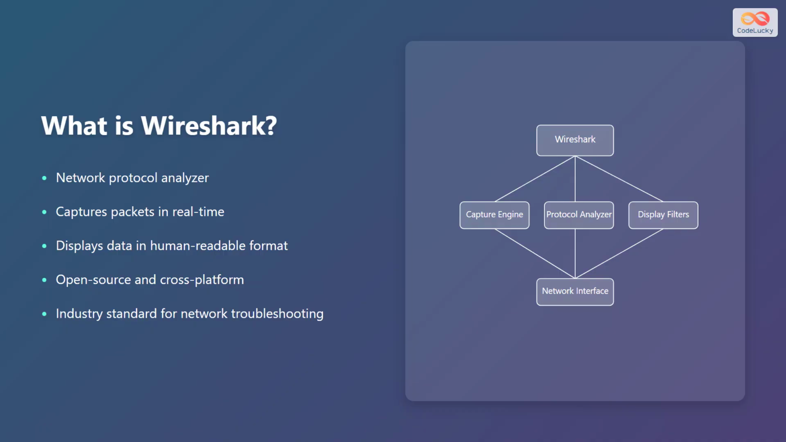Wireshark is a network protocol analyzer that captures packets in real time and displays them in a human-readable format. It is an open-source and cross-platform tool, meaning it is free to use and available on various operating systems like Windows, Mac, and Linux. Wireshark is considered the industry standard for network troubleshooting and analysis due to its extensive features and capabilities. It includes components like Capture Engine, Protocol Analyzer, and Display Filters.